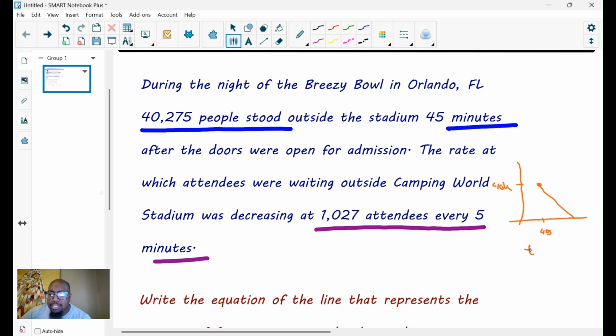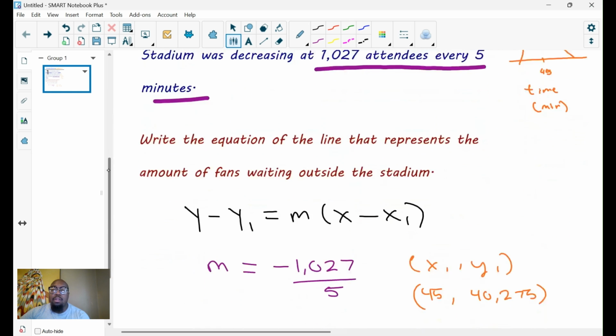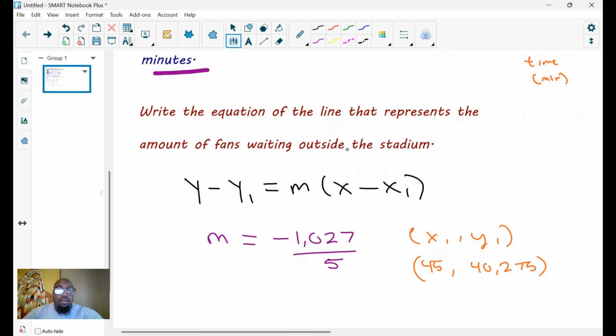The time is going to be the x-axis. I'm going to say time in minutes, all right? And then over here, the amount of people is going to be the y, okay? Because the amount of people that we have outside is depending on how much time has went by, all right?